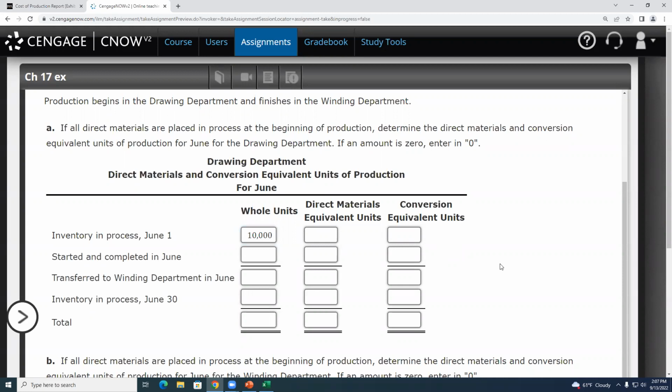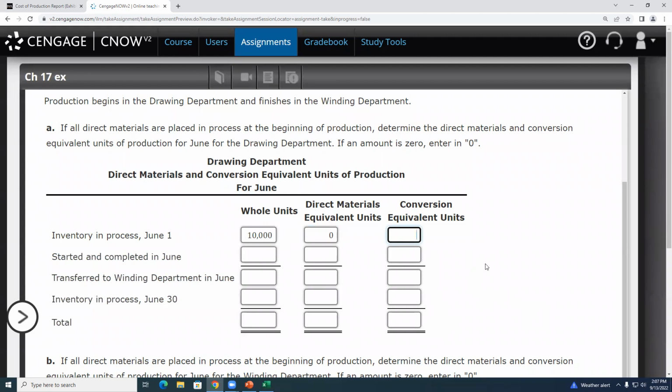So that's 10,000 whole units of inventory. These are the units that we started in May. And what we are accounting for here is the work that was done in June, or the costs that were added in June. So if we started those units in May, when did we add the direct materials? In May. Did we add any direct materials in June? No. So we're just going to put a 0 there. We didn't add any direct materials in June. They were already in from May.